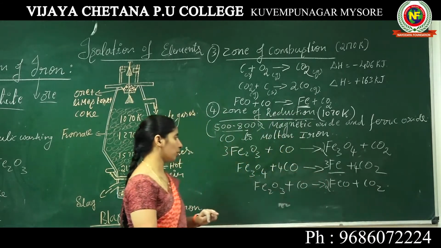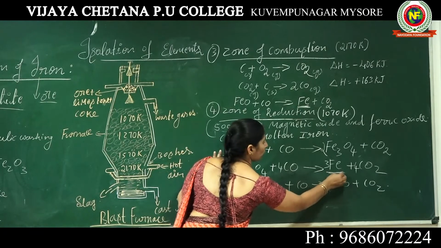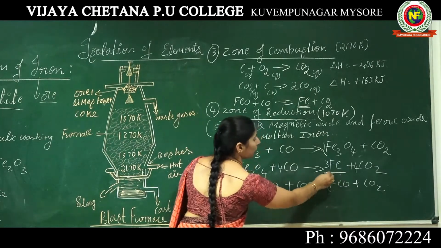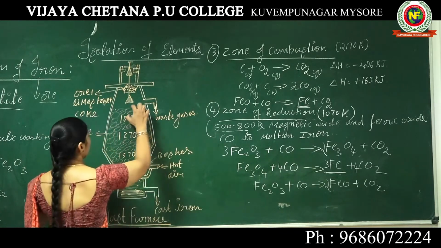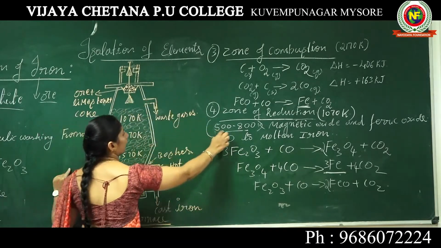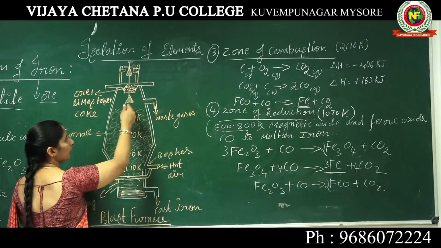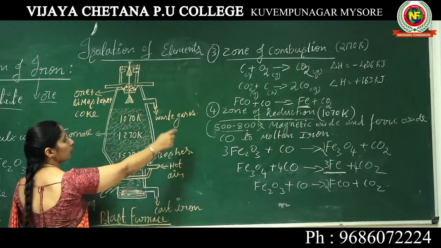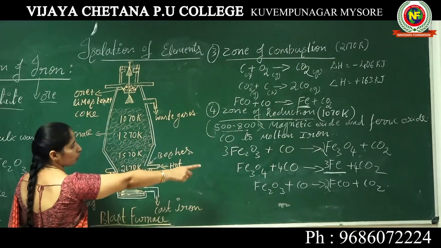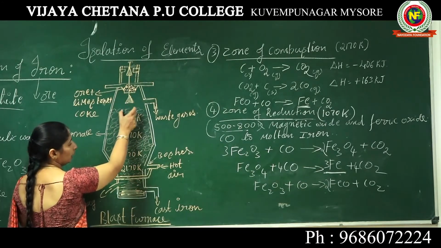It's fully balanced. So this is how we get this molten iron, at a temperature of 500 to 800 Kelvin. Any ferric or magnetic oxide present will be reduced with carbon monoxide to form ferrous oxide, which again is reduced with carbon monoxide to form molten iron. We will get the molten iron here.